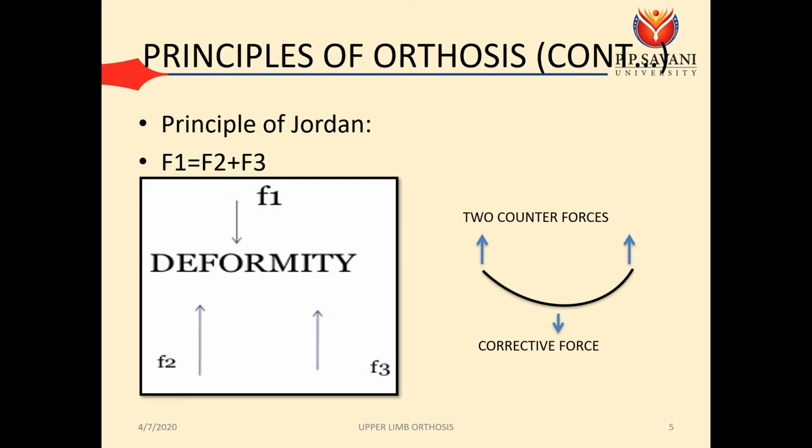We have also seen the principle of Jordan, that is 3-point pressure principle. The other name for the same is principle of Jordan. You already know if a deformity is there, F1 will be equal to F2 plus F3. Yes, so the corrective force and 2 counter forces. That will be total in the system of 3-point pressure system or principle of Jordan. Remember the name. Other name for 3-point principle is principle of Jordan.